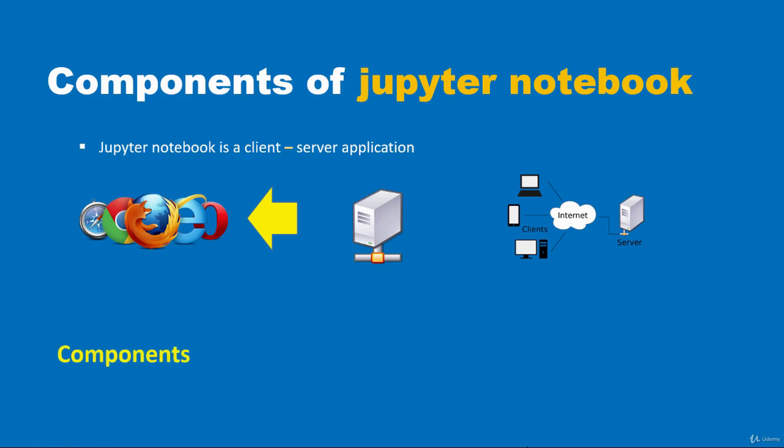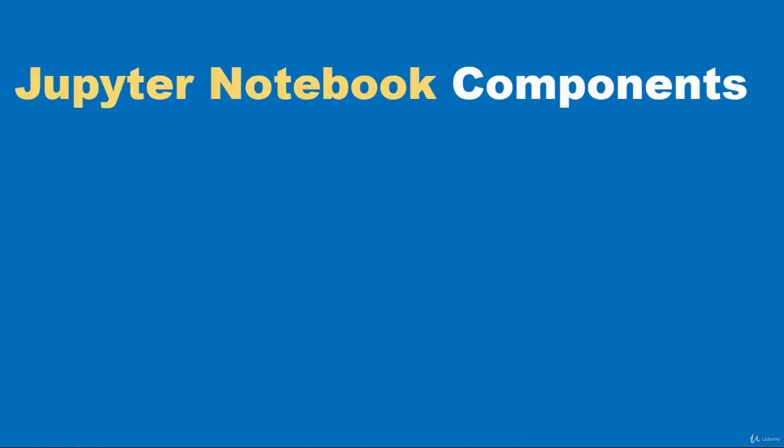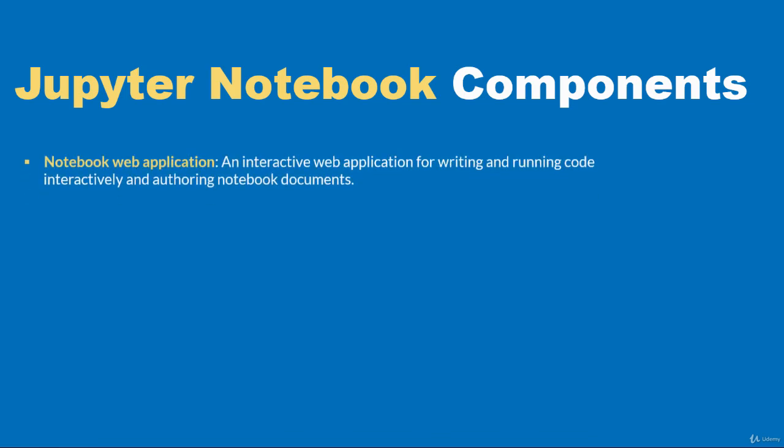The main components of the Jupyter Notebook include the Notebook web application. We also have the kernel, and then we have the notebook documents. So let me give you a brief description of each of the components of the Jupyter Notebook. The first is the notebook web application. This is basically an interactive web application that you can use to write and run your code interactively. You can also use it to author notebook documents.